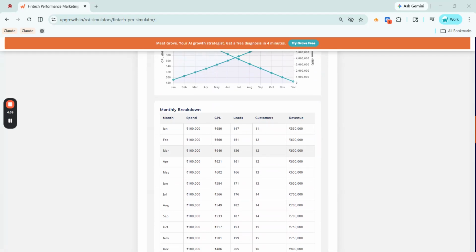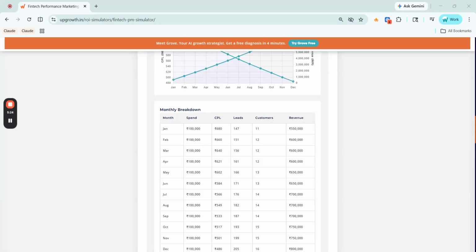And the monthly breakdown table gives you the full picture. Every month shows your spend, CPL, leads generated, customers acquired, and revenue. In January you get 147 leads and 11 customers. By June that grows to 171 leads and 13 customers. By December you are at 205 leads and 16 customers per month, all from the same 1 lakh budget, because your CPL keeps dropping as the account optimizes.